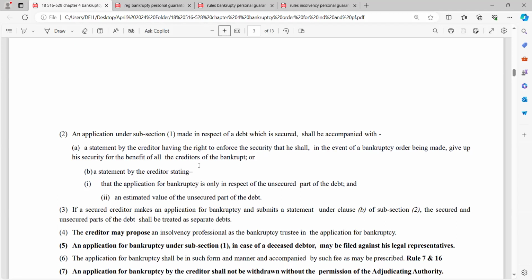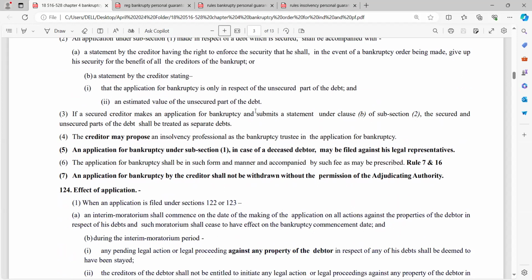Or the statement by the creditor stating that the application for bankruptcy is only in respect of the unsecured part of the debt and an estimated value of the unsecured part of the debt. If a creditor makes an application for bankruptcy and submits a statement under clause B, the secured and unsecured shall be treated as separate debts. Same as 110. So in case of this application by creditor, what is the form number? Form B, and fees is 2000 rupees. And the creditor shall serve the copy to the guarantor and the corporate debtor, for whom the guarantor is a personal guarantor.